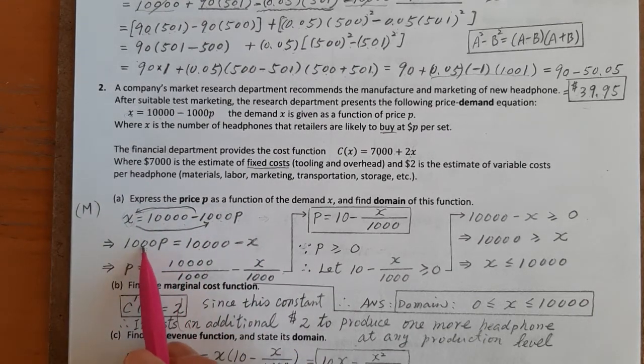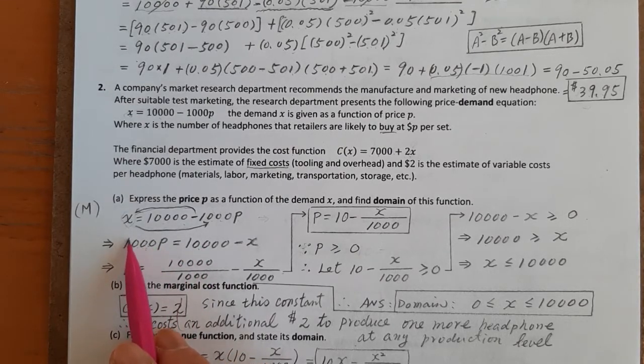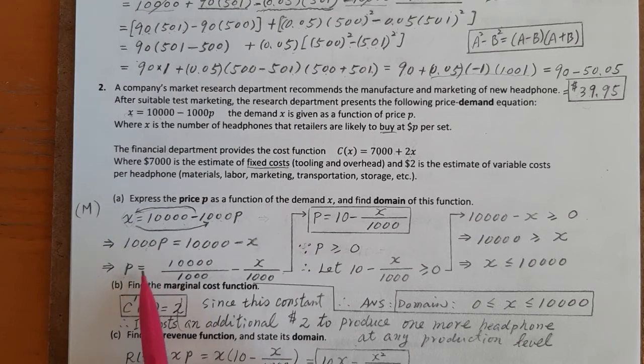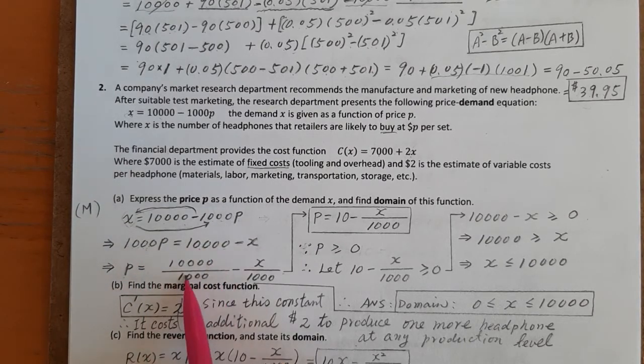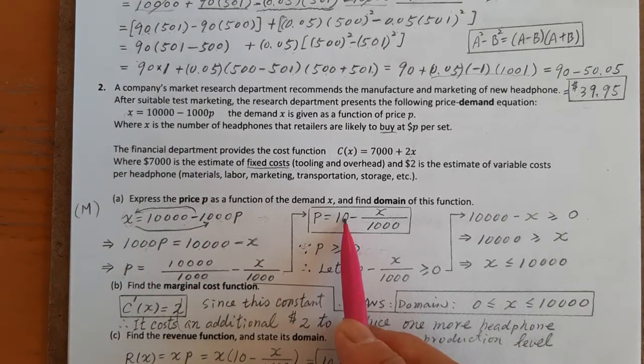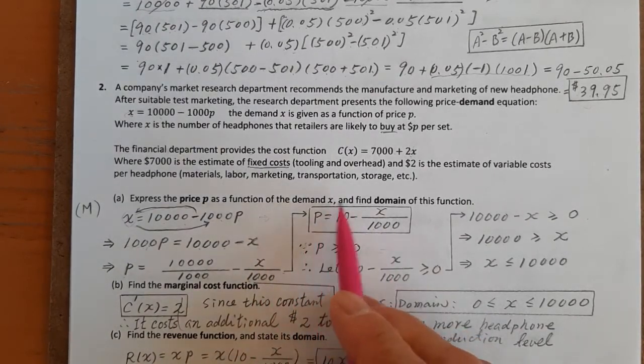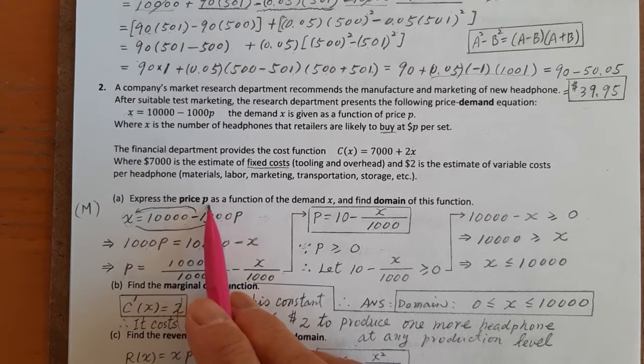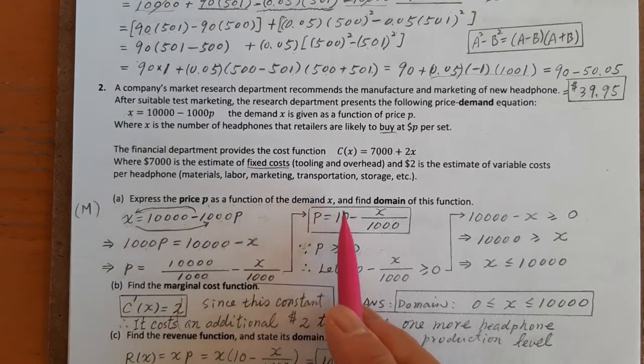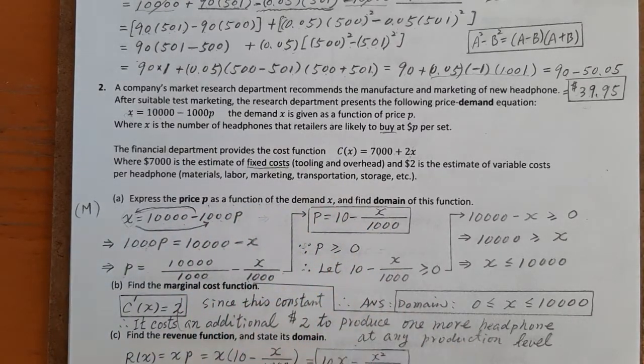Then divide each term by 1,000. 1,000 P divided by 1,000, the 1,000 cancels, we get P equals 10,000 divided by 1,000 is 10, minus X over 1,000. And this is the price P as a function of X. And we want to figure out the domain.